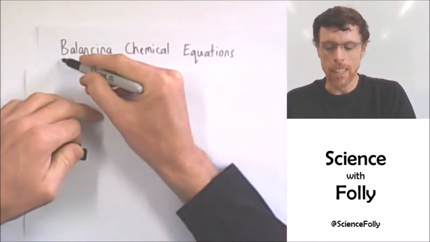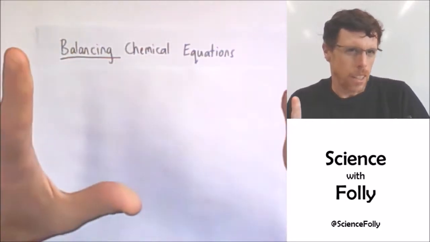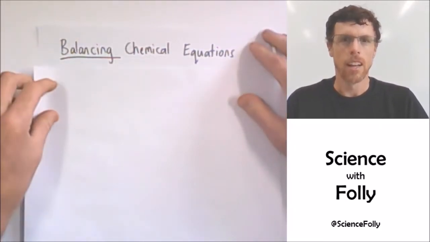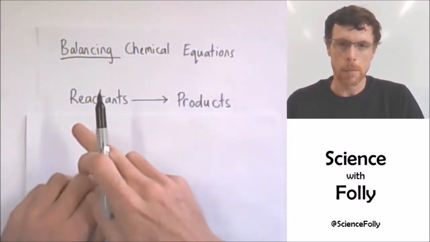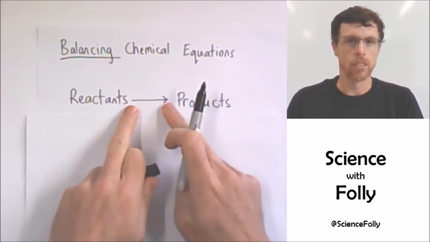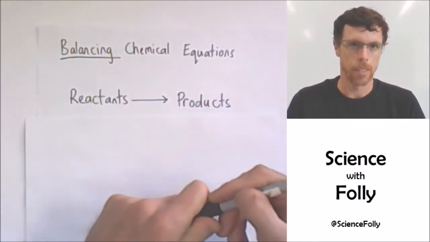Today, we are looking at balancing chemical equations. And we're really only going to be looking at simple chemical equations, just to get you started. Now remember, in a chemical reaction, we write a chemical equation with the reactants on one side and an arrow showing the reaction and the products on the other side.